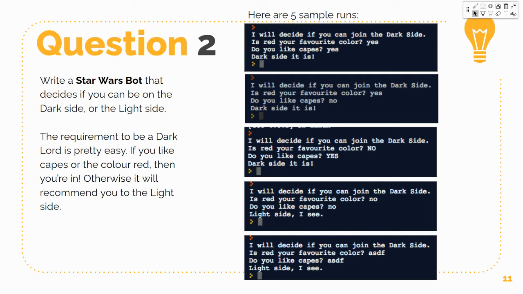So this chatbot's super simple again, a quick one just to refresh our skills and keep practicing. It asks questions to decide if you can join the dark side. It's going to ask you 2 questions, yes or no. Is red your color? Yes. Do you like capes? Yes. And you're in the dark side. Basically, if you like capes or the color red, then you're in. If you say yes to one of those things, apparently that's all you need to be on the dark side in Star Wars.